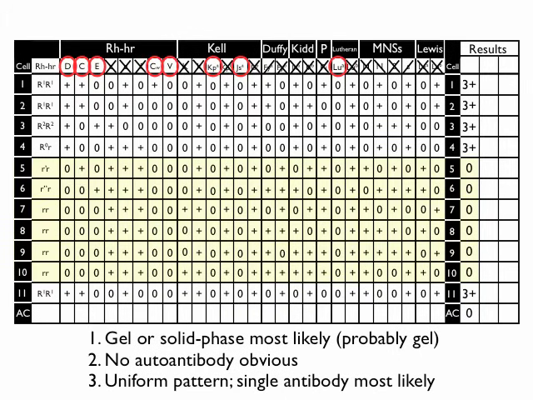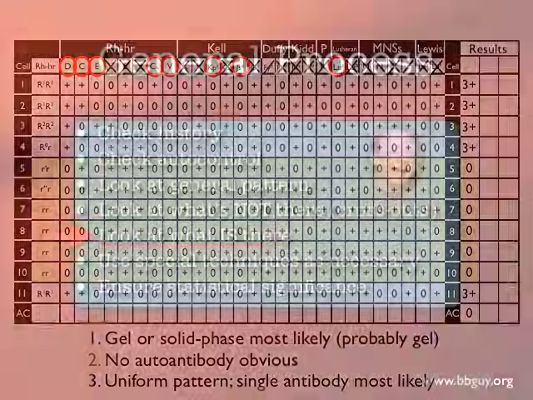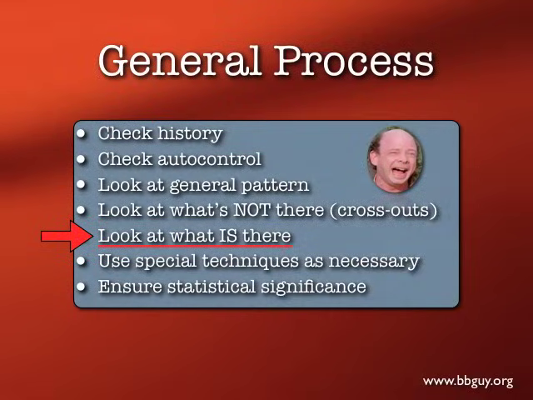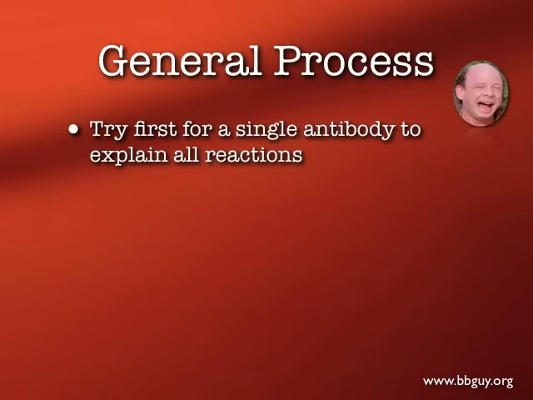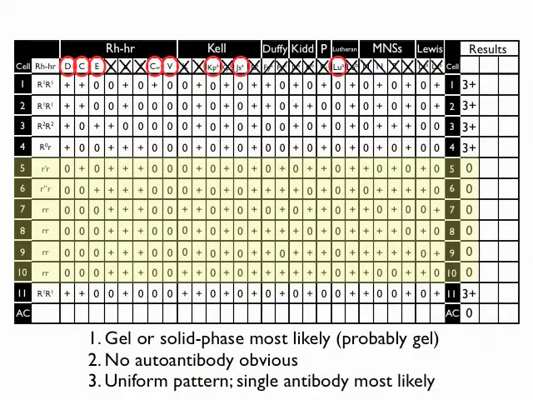So now that we've done that, now that we've seen what's not there, the next thing to do on our system is to look at what is there. We've done some cross outs, so let's try and do some rule ins based on the pattern of what we're observing. The first thing I always try to do is try first for a single antibody to explain all the reactions. That's just my basic starting point. I always want to try for one antibody to explain all the reactions.